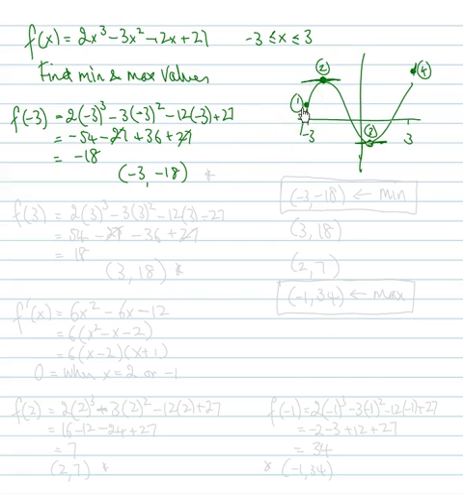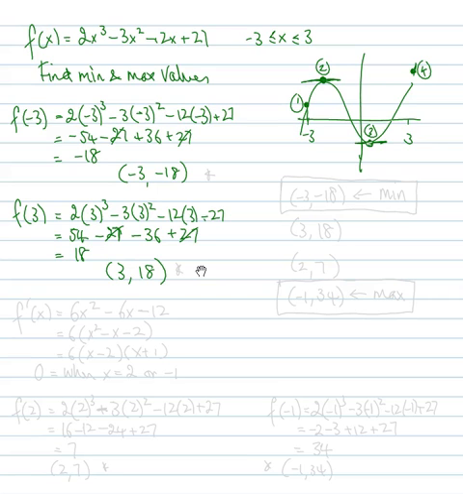Okay, then let's do the same for 3 at the other end of the domain. So in this case it's 2 times 3 cubed minus 3 times 3 squared minus 12 times 3 plus 27, which is 54, positive this time, minus 27, that stays the same, minus 36 plus 27. Again these conveniently cancel out, and we get 18, so this point is 3, 18. Okay, so those are the 2 endpoints.